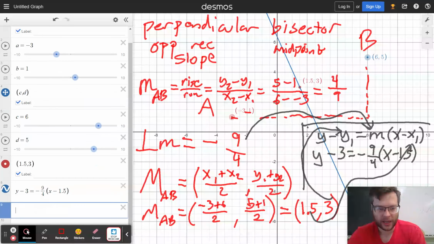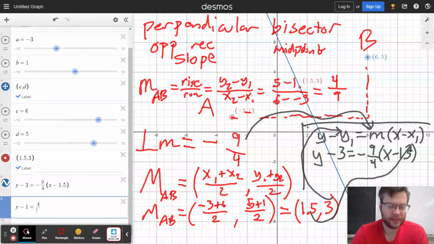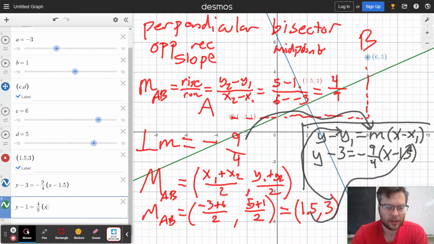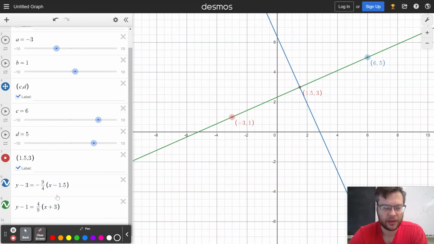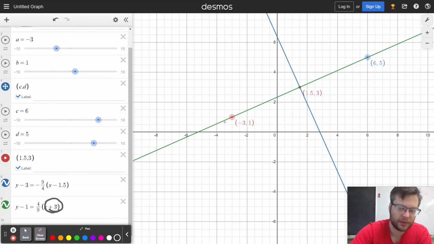In fact, I can also write the point slope form of the line that connects A and B because I know that it goes through the point here. And let me clear my writing because now I have the equations written down here. I just used the point negative 3 comma 1. Notice that in my equation I wrote x plus 3. That's because I was subtracting a negative value right there. Okay, so you can see how I found the perpendicular bisector.